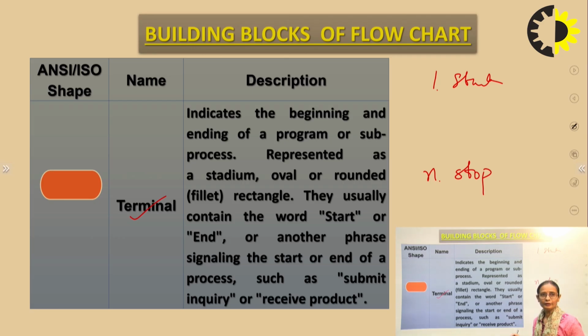As we have seen in the algorithm, the very first step is start and the last step is stop. When we show these steps in the flowchart, we use the terminal symbol. It could be an oval or a rectangle with rounded edges. Generally, we go with the oval.